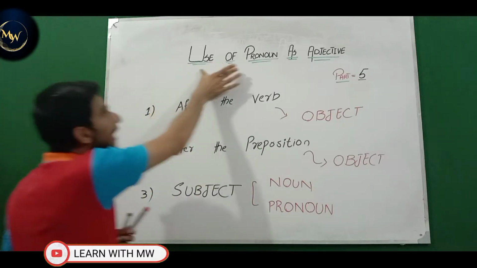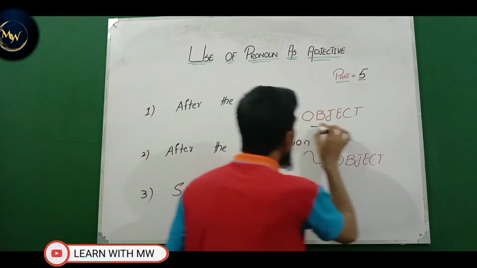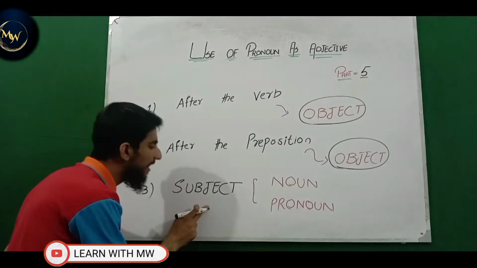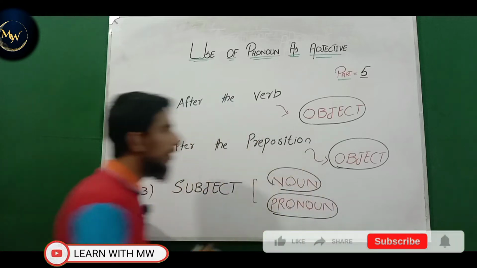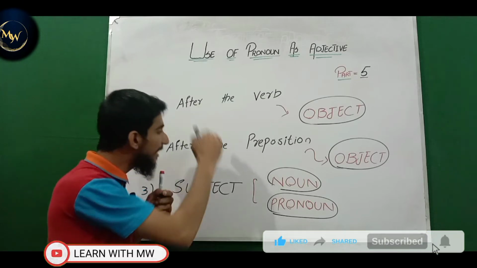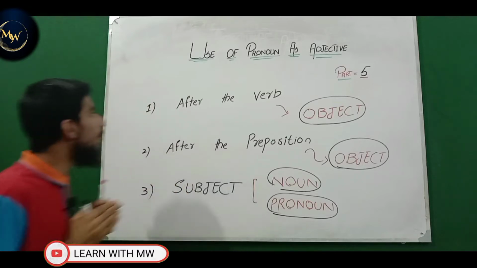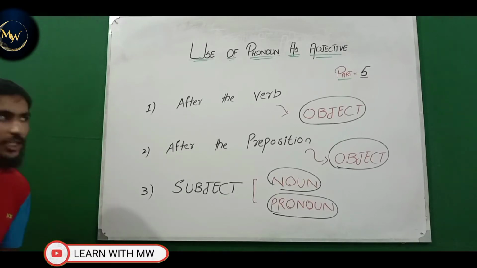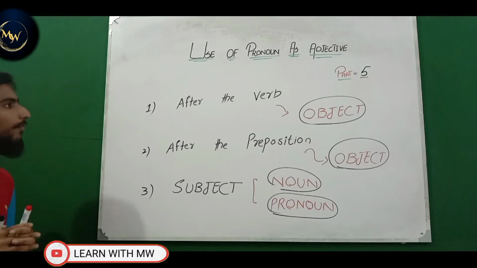So in order to start this concept, use of pronoun as adjective, we must know these three things: after the verb always comes object. The second concept, after the preposition always comes object. And subject in English grammar can either be noun or pronoun. These are the three important concepts to learn, because we will be revising them in further parts of adjectives in a very detailed grammatical and conceptual way. So take a screenshot of these three concepts: after the verb there always comes object, after the preposition there will be object, and the subject can either be noun or pronoun. Hope you took a screenshot.